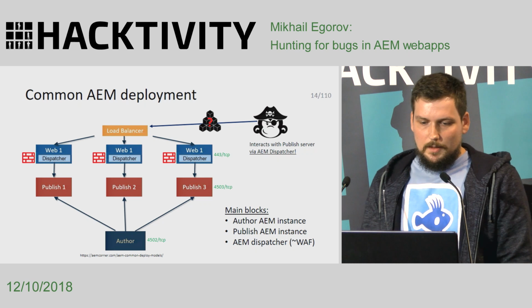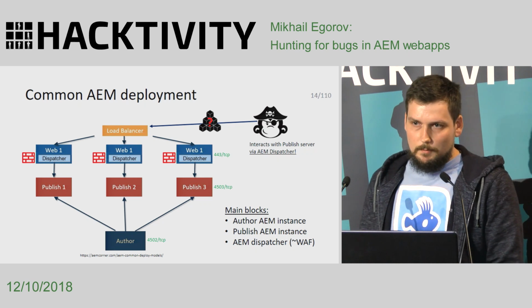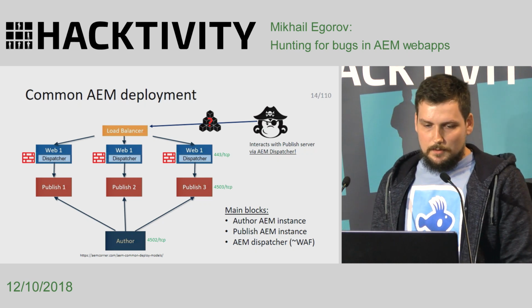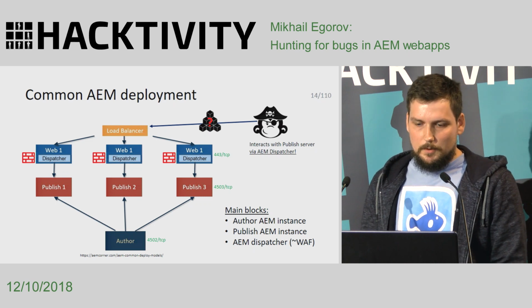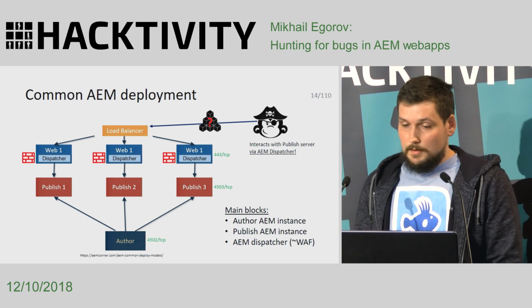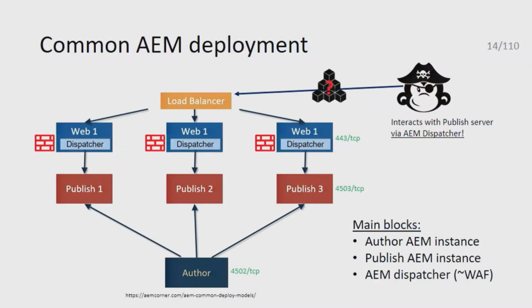In a common AEM deployment scenario, there are three main components: author instance, publish instance, and the dispatcher. Author instance is placed deep inside the backnet. It's not visible from the internet. All content is published on the author instance and through replication mechanisms is propagated to publish instances. And the user communicates with the publish instance through AEM Dispatcher.